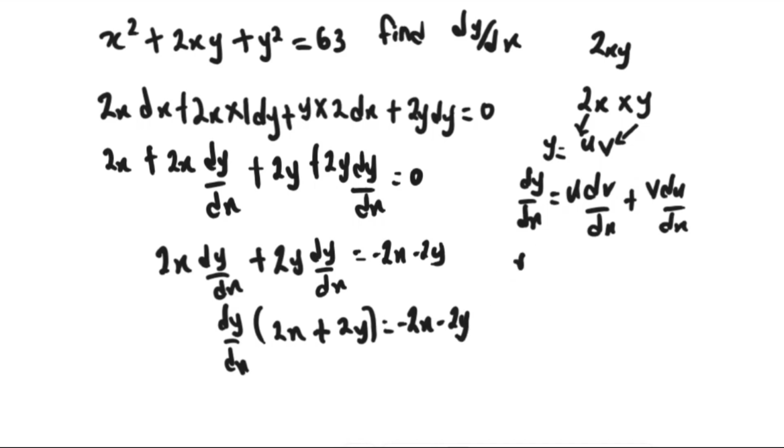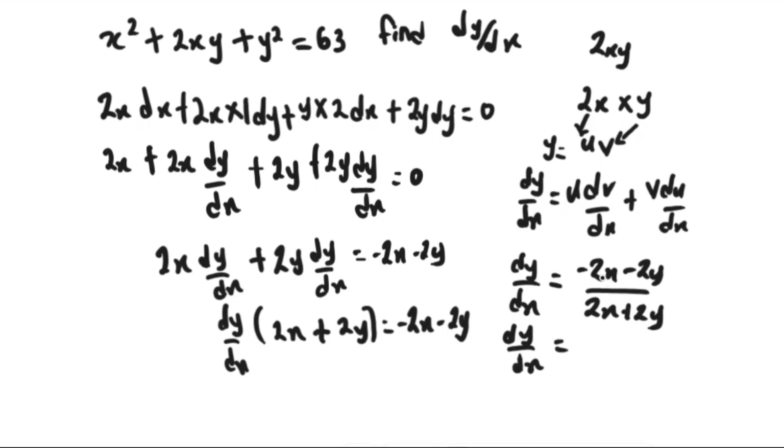So dy/dx will give us minus 2x minus 2y divided by 2x plus 2y. We can still simplify this further. If we factorize minus 1 out of the numerator, we are left with 2x plus 2y, which is the same thing as what we have at the denominator. These will cancel each other, so dy/dx will eventually give us minus 1. So that's the answer to that question.